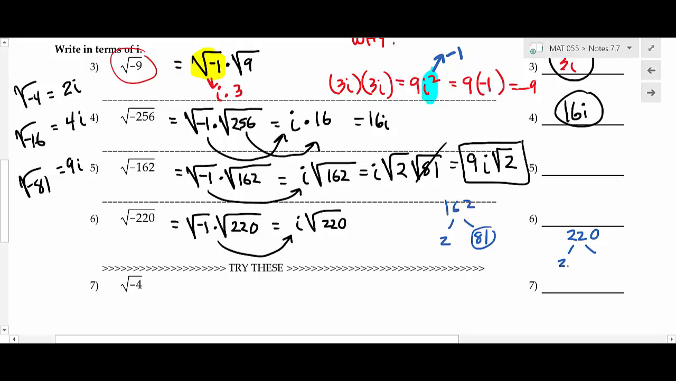I'm going to start by doing 22 times 10, just whatever you find. Now, from here, that's going to be 2 times 11. Those are prime numbers. Remember, we're looking for 2 of something, at least 2 of something. That's 2 times 5. So we did find 2 2's.